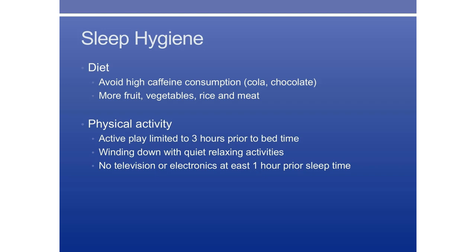Part of the sleep hygiene measures includes diet, and you probably all know, and parents know when they come to me, that they should avoid highly caffeinated beverages like chocolate or cola. Studies have shown that a diet with fruit, vegetables, rice and meat leads to fewer behavior problems and better sleep. Physical activity is very important for children and will make them tired, but in children with neurodevelopmental issues, ASD and ADHD, the play should be limited to 3 hours prior to bedtime because it will interfere. They'll have trouble winding down. You should engage the child in winding down and quiet, relaxing activity. And of course, no television or electronics at least 1 hour prior to sleep time.